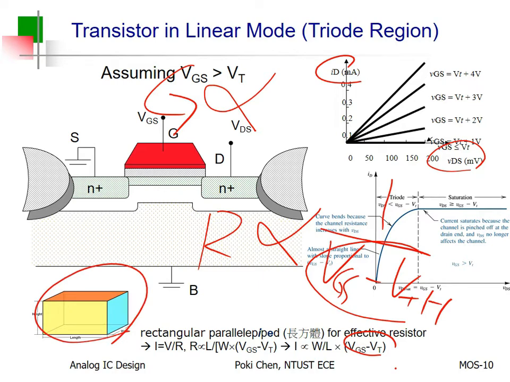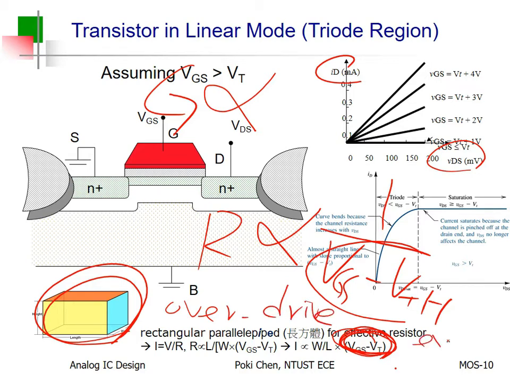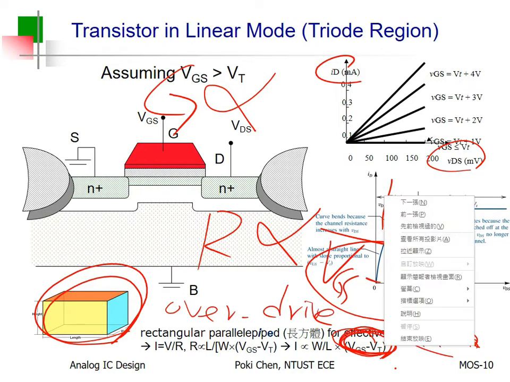And the conductivity of such a channel, I told you already, is proportional to this. The higher VGS over VT, the better the conduction. We call it overdrive voltage. Overdrive. Or sometimes we call it excess voltage.